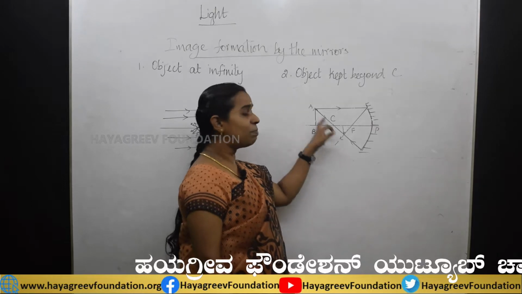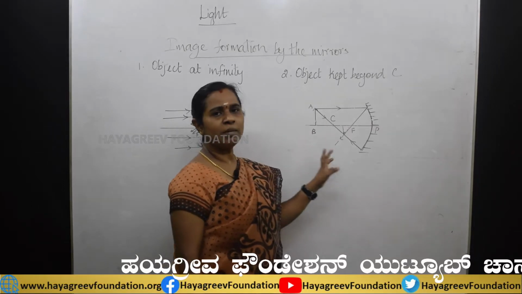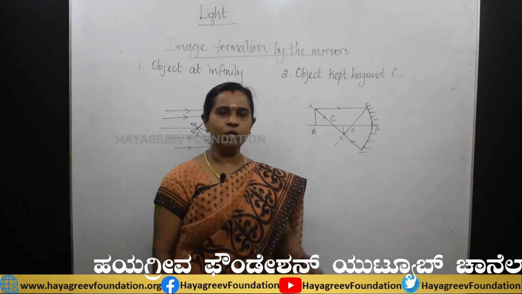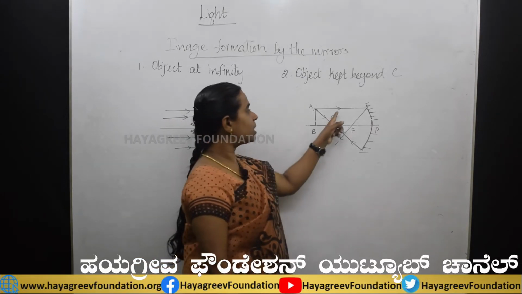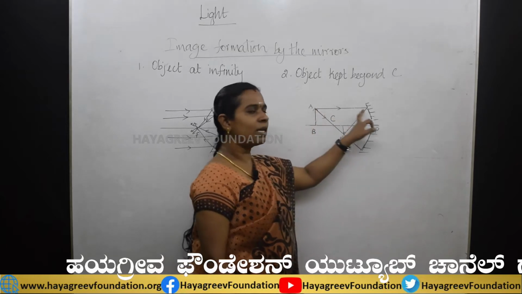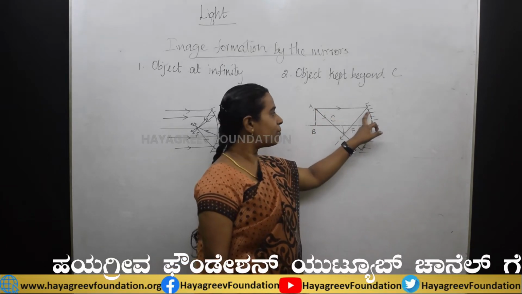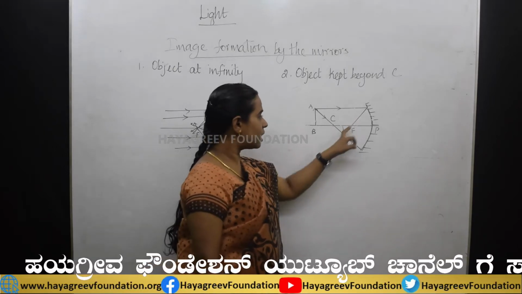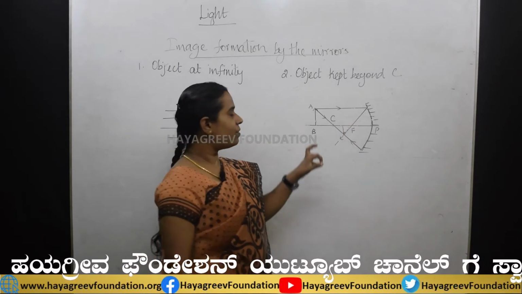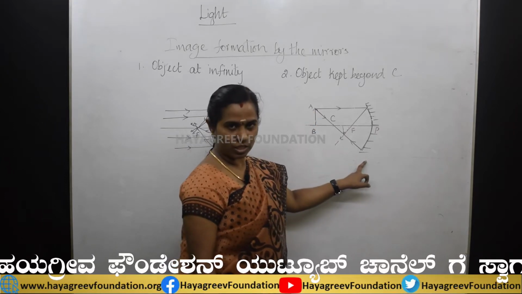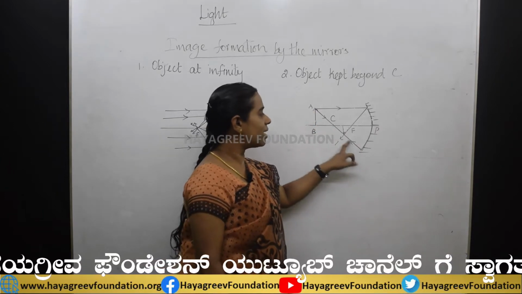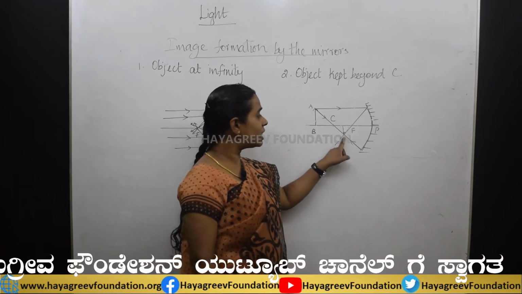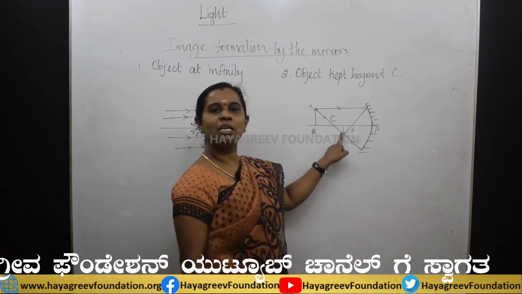The object we have to keep beyond C. This one needs no measurement; you can keep it anywhere beyond C. So, I used 2 rays. First is the parallel ray. We know the rule: after reflection it will pass through the principal focus. So, this is the reflected ray. The second ray is the one passing through the center of curvature. After reflection it will retrace its path. So, where the 2 reflected rays meet, at that place the image will form.